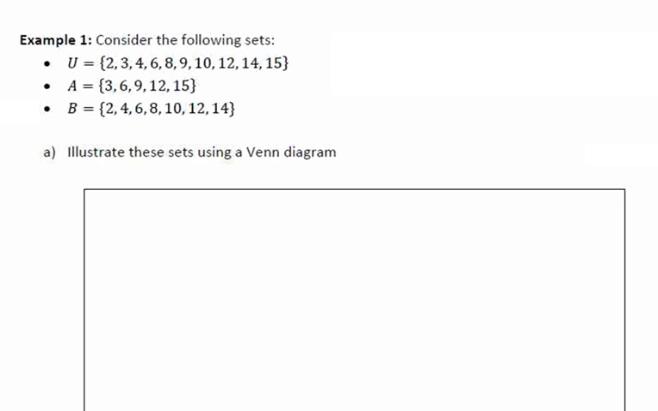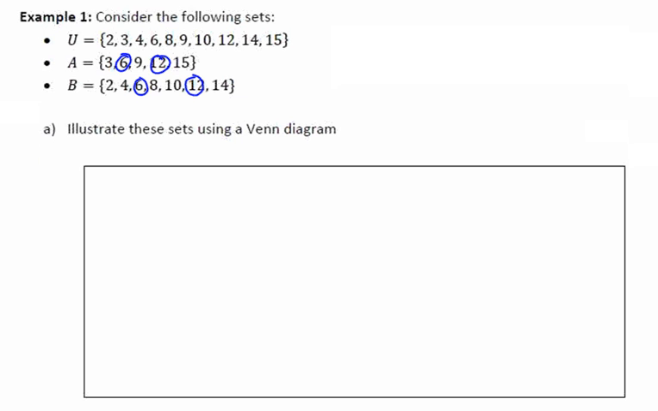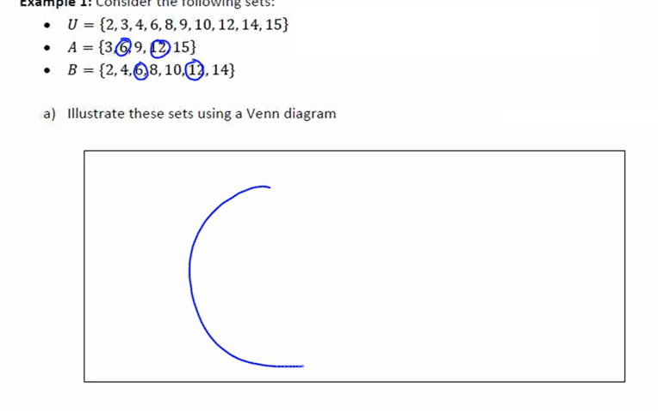So what does U stand for again? Everything. Yeah, the everything. Good. So we have A and B. Now when you're drawing these, it could be helpful to circle the overlaps. So is there any overlap in A and B? 6. Okay. 12. Anything else? That's it. Okay, so there is some overlap. So are we going to draw it overlapping? Yeah.